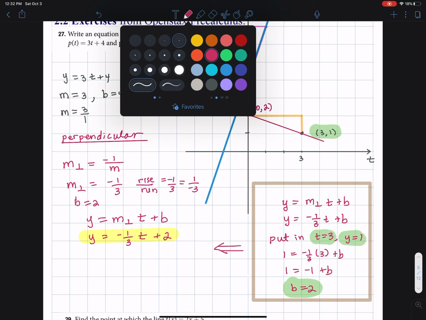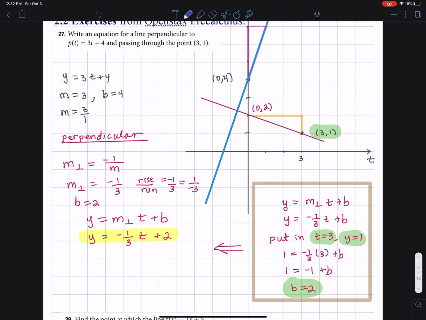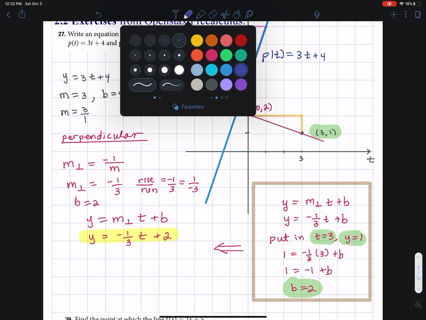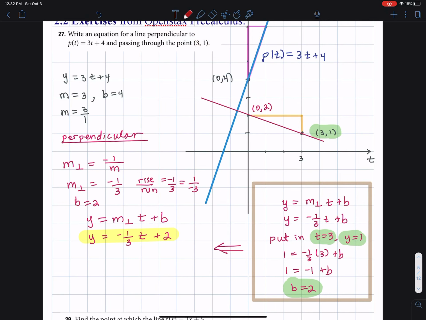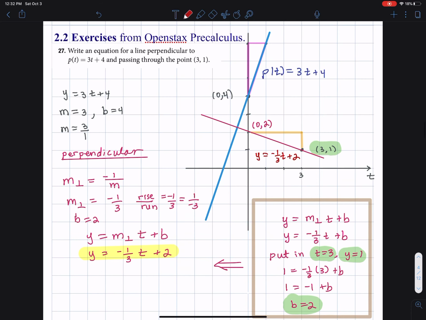Finally, I'll write down that this is p of t equals 3t plus 4, and then in red, this is y equals negative 1/3 t plus 2. OpenStax Precalculus, section 2.2, number 27.